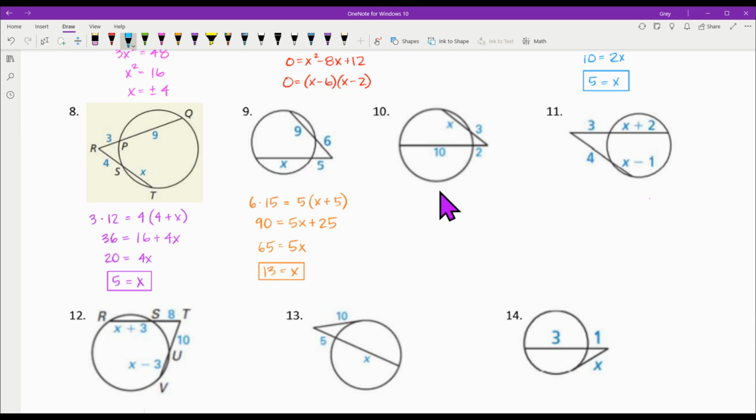All right, number 10. Again, y'all, if you've got it, you should pause my video and try to work these problems and check yourself. It's just going to help you understand it that much better.